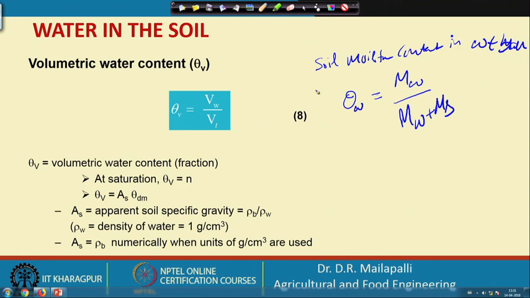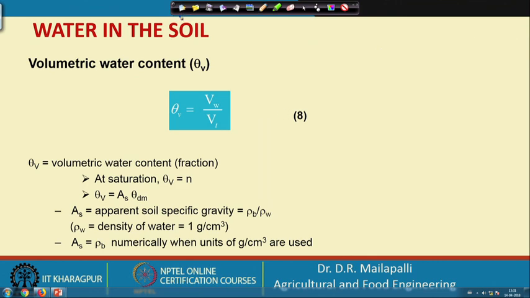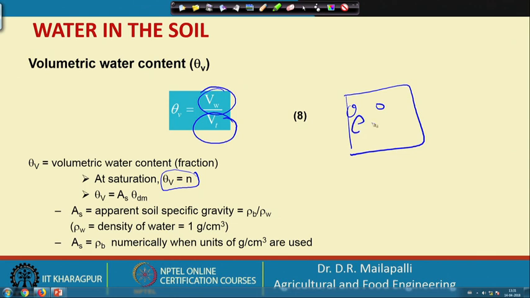So how do we convert this into a volumetric basis? That is the volume of water and the total volume. So this is the volumetric basis. At saturation, the soil has pores, right. At saturation, all the pores between the soil particles are filled with water, and that will be equal to N.